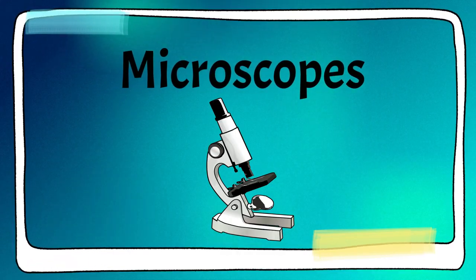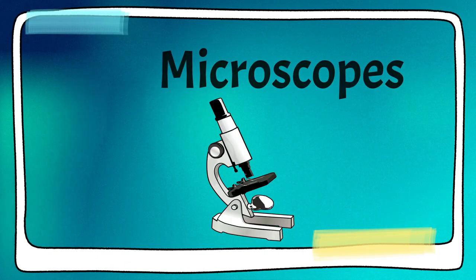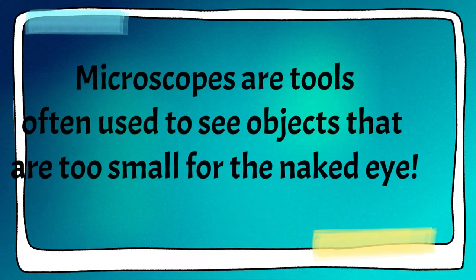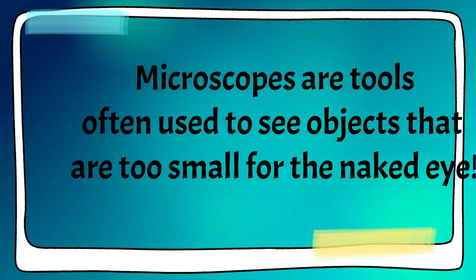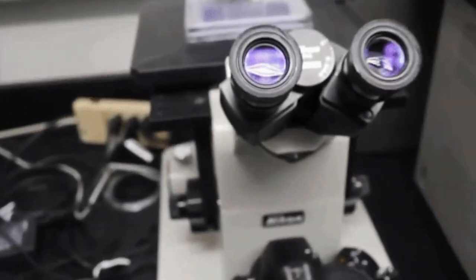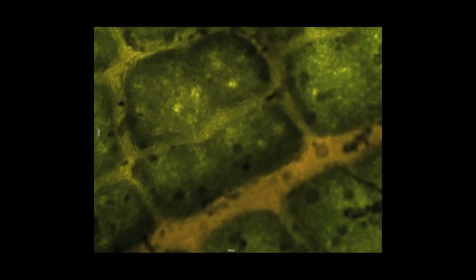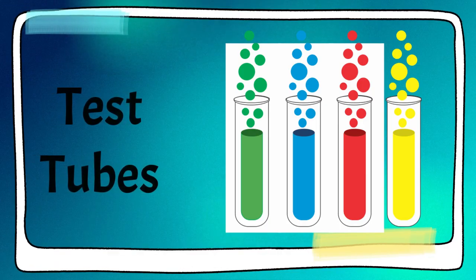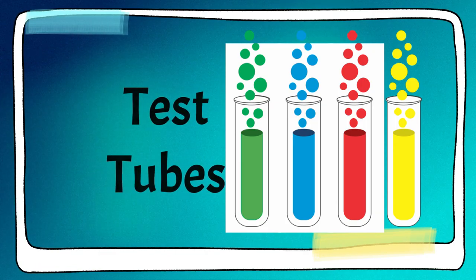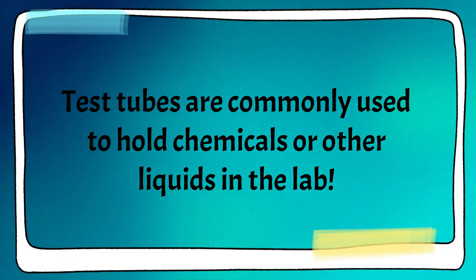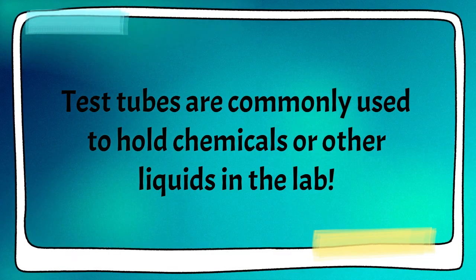Microscopes are commonly used tools in the scientific laboratory because they allow you to see objects that are way too small for your naked eye to be able to see. Some things, such as cells, can often be seen underneath microscopes. Test tubes are commonly used in a scientific laboratory as well. They are usually used to hold liquids or even chemicals for scientists to be able to study.